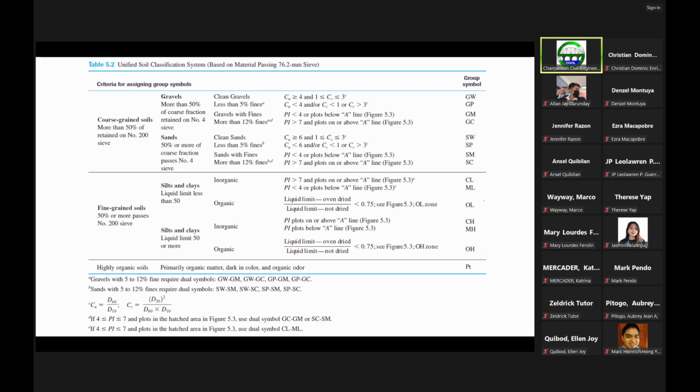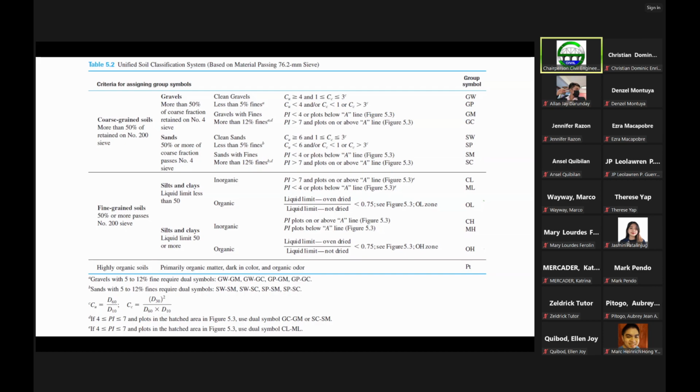Now, focusing on the gravels, you have two general types: the clean gravels and the gravels with fines. The clean gravels have less than 5% fines. When you say fines, these are usually the material passing the number 200 sieve. They are also considered the fines.